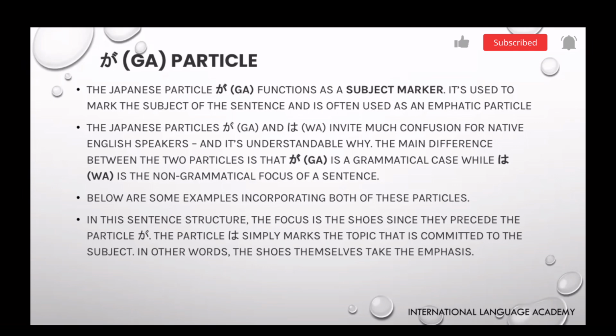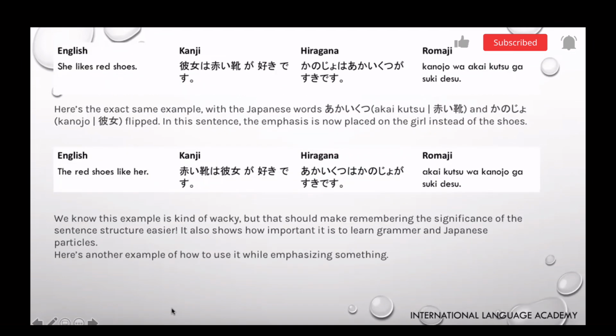So, when I teach you the ga particle clearly, we use the ga particle to emphasize a person or thing, right? That's why ga is used as a subject marker. The other day I taught you wa is the topic marker. So please don't forget ga is a subject marker, especially used to emphasize things. So let's get into the examples and study more. Okay, on the screen you can see a few examples, right?